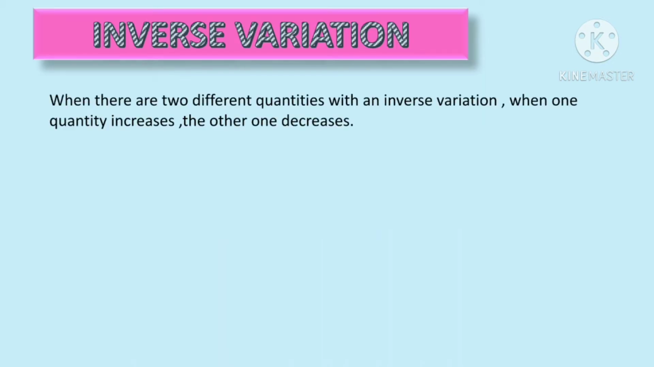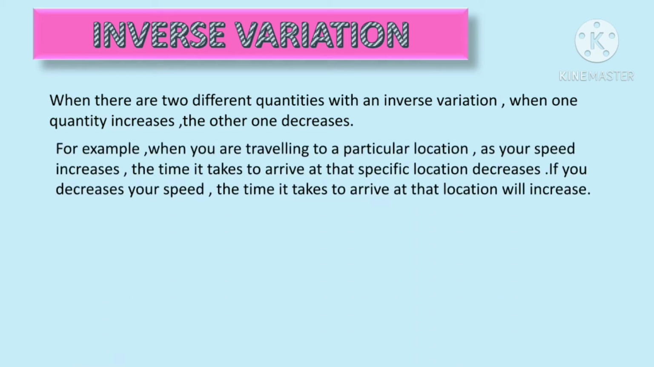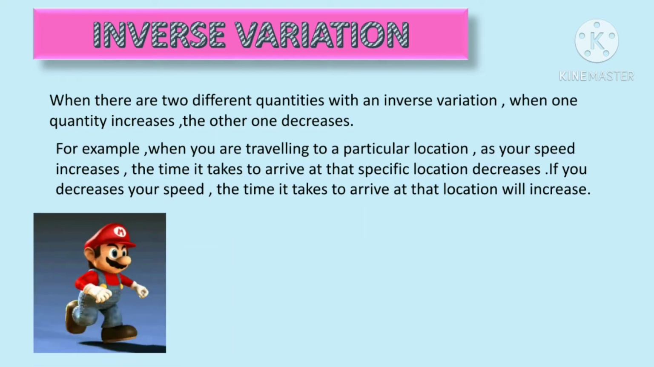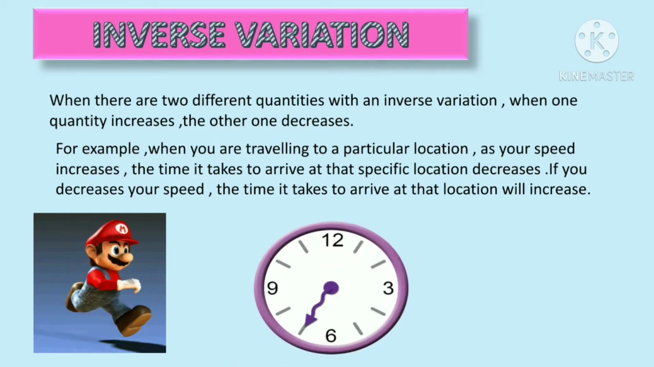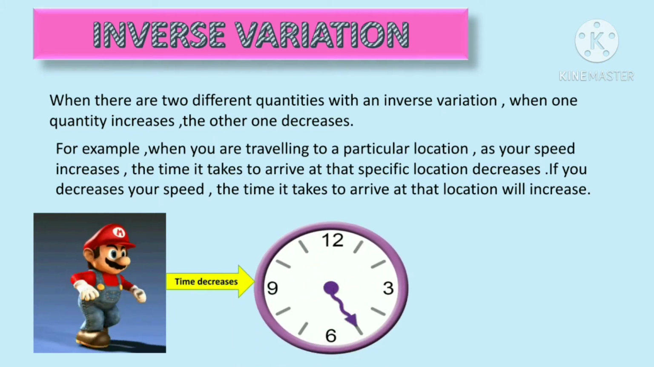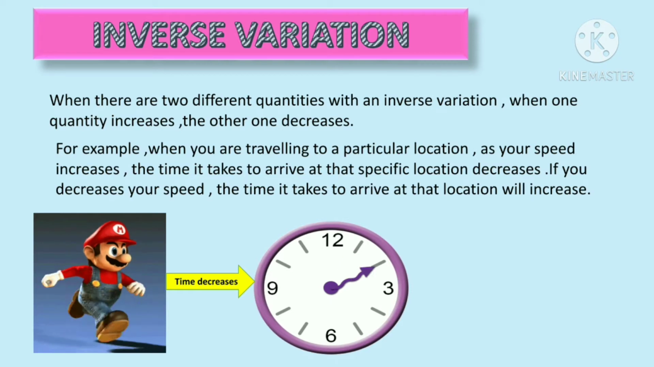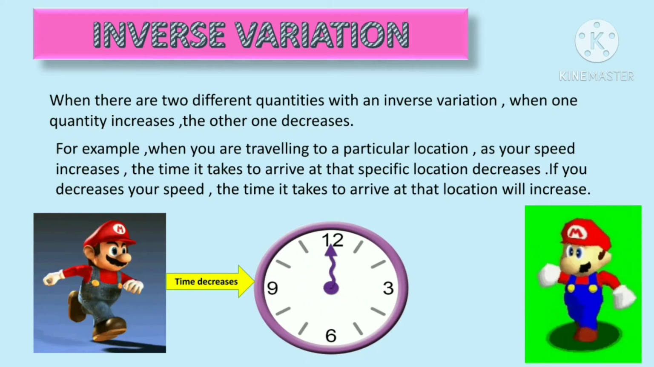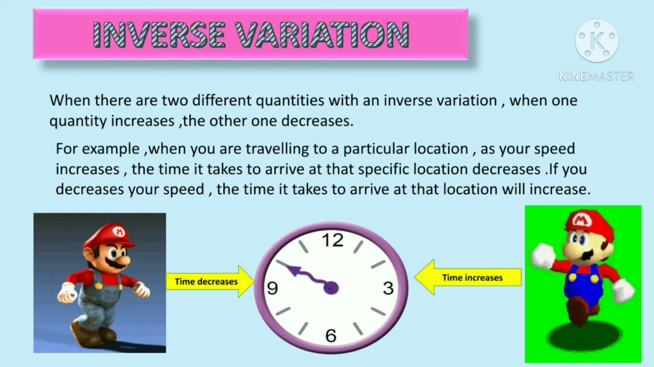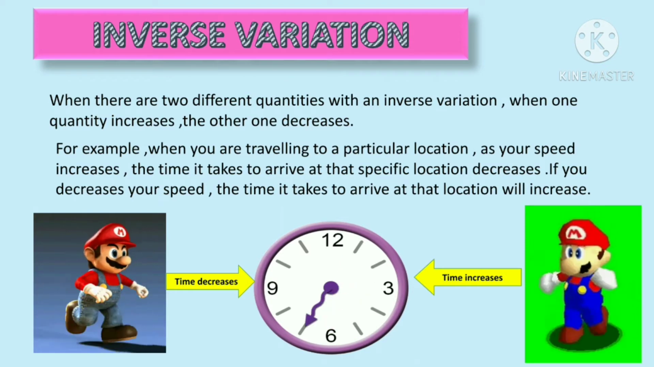When there are two different quantities with an inverse variation, when one quantity increases, the other one decreases. For example, when you are traveling to a particular location, as your speed increases, the time it takes to arrive at a specific location decreases. If you decrease your speed, the time it takes to arrive at that location will increase.